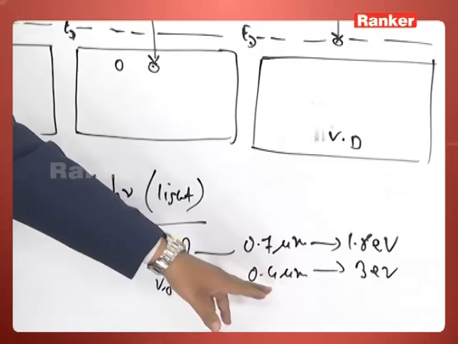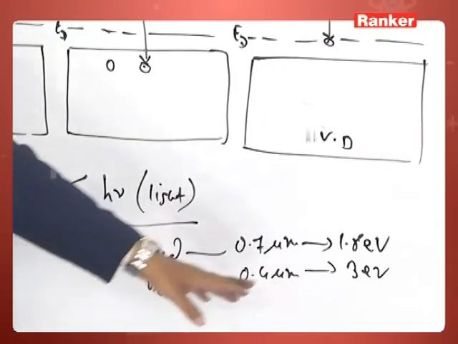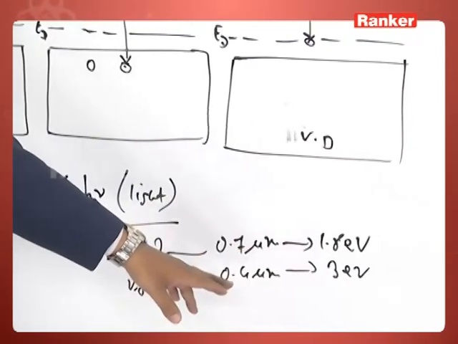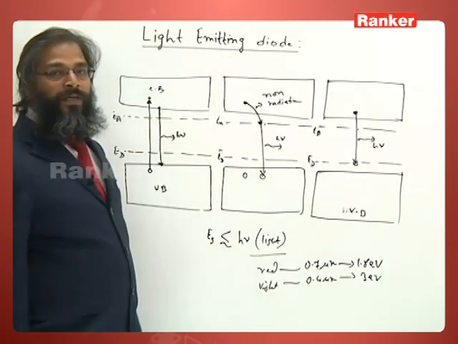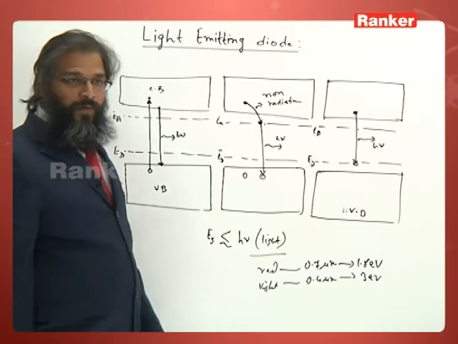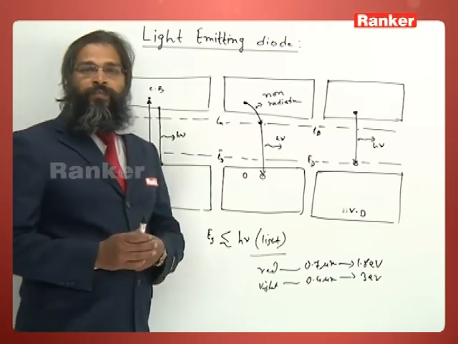Violet has a 0.4 micrometer wavelength and the corresponding energy is 3 electron volt. So that forbidden gap should be of the order of 3 electron volt. This is how an LED works.